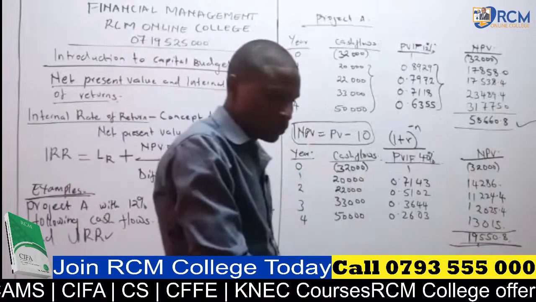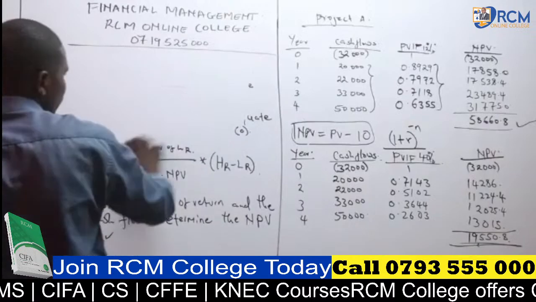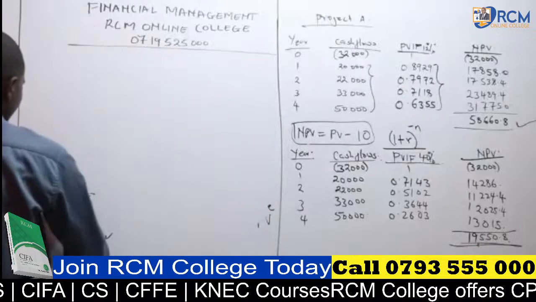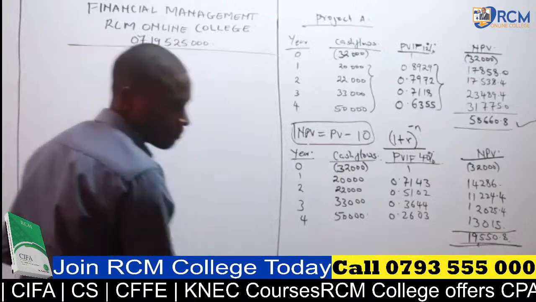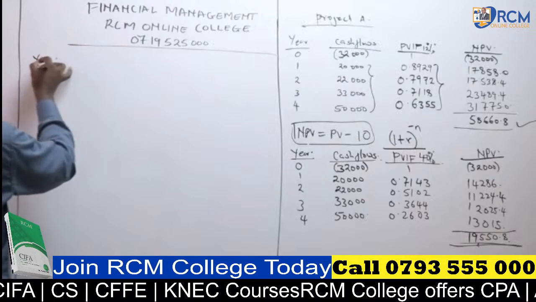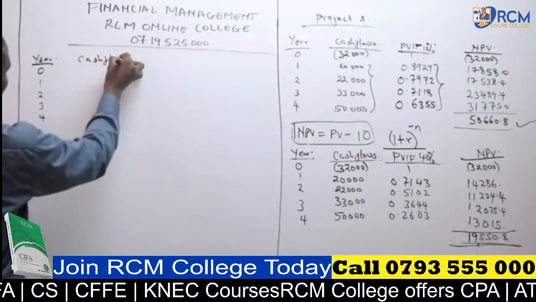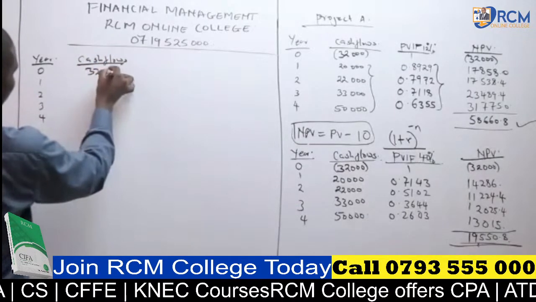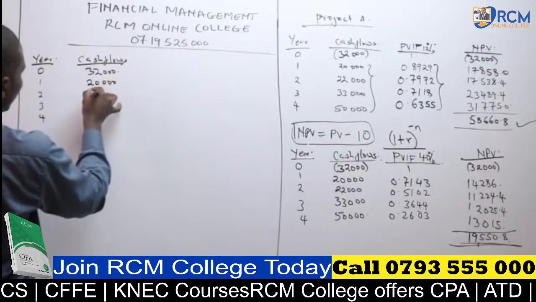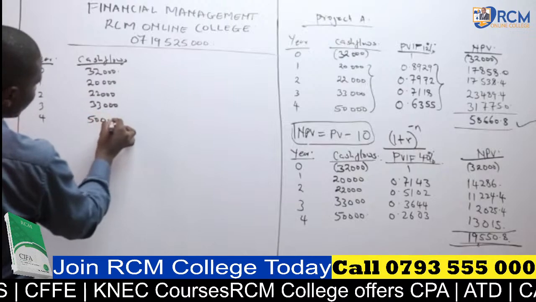So I go to use 60%. Trial and error method. Allow me to use 60. Remember, I need a negative NPV so that I'm able to compute my IRR. So now this one we can go very fast. 0, 1, 2, 3, 4. Cash flows: 32,000, 20, 22, 33, and then 50,000.